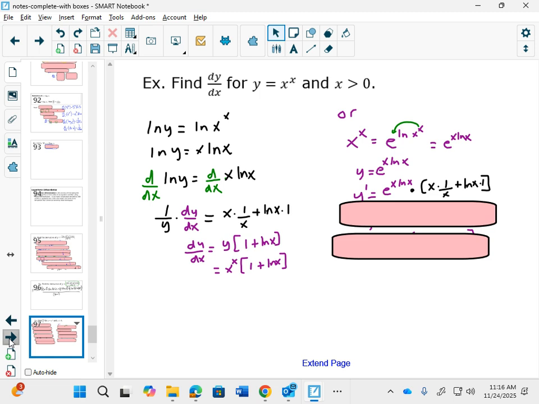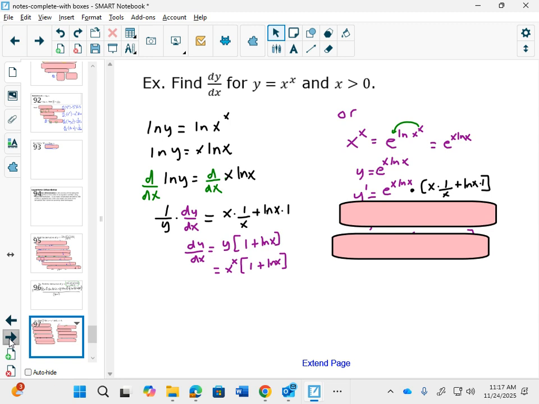Then if I did the derivative, it would be a chain rule. What's the derivative of e to the x natural log of x? That's e to the x natural log of x. That's the outside function. Multiply by the derivative of the inside, which would be a product rule. Keep the first the same, multiply by the derivative of the second, then keep the second the same, multiply by the derivative of the first.